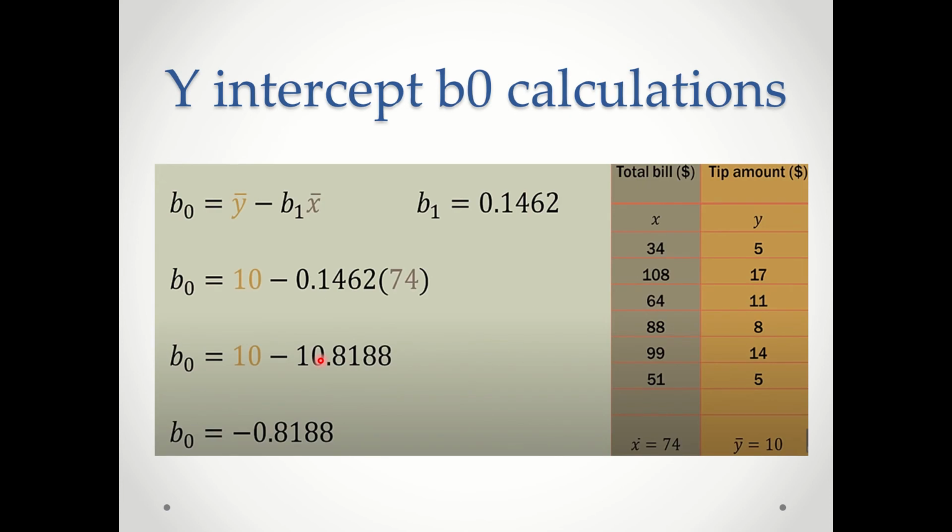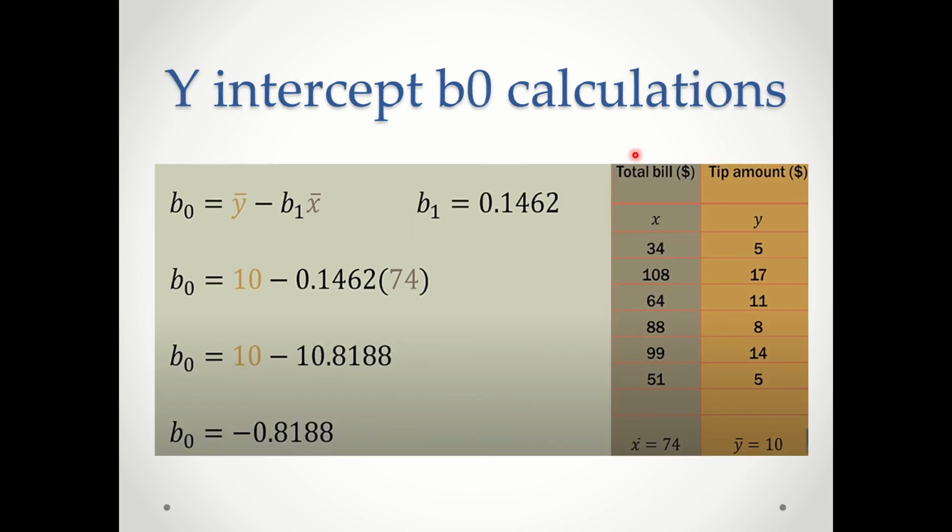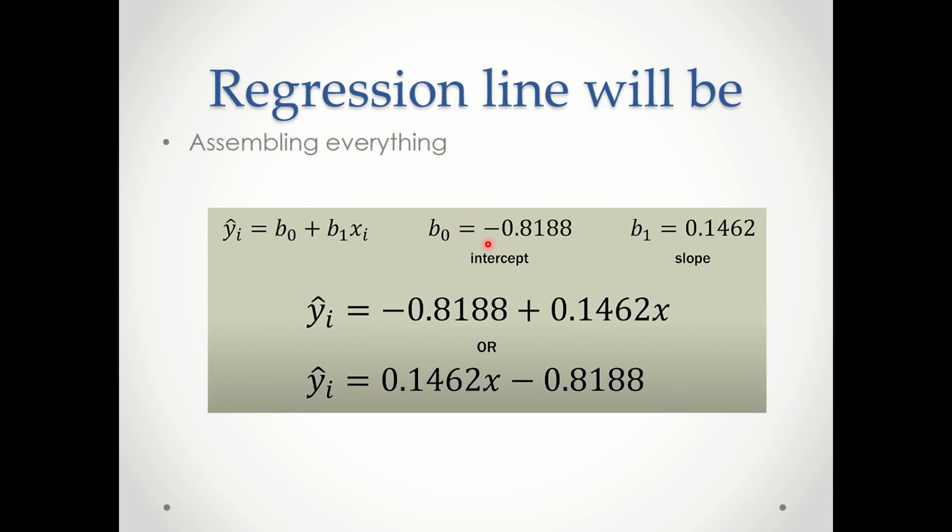So now you got b0, which is the intercept, and you have also got b1, which is nothing but the slope. So you will put it back into your formula: y is equal to b0 plus b1 xi. So you will be putting the values back into it, right? So this is your formula. Either you can write it as 0.1462x minus 0.81. So this is your linear regression line. This is the best fitting line.